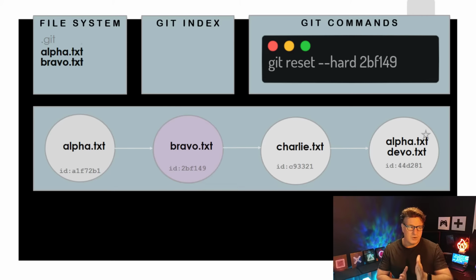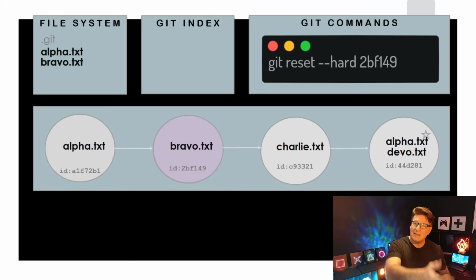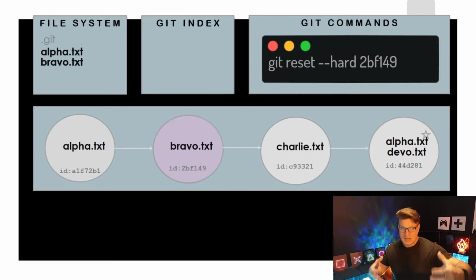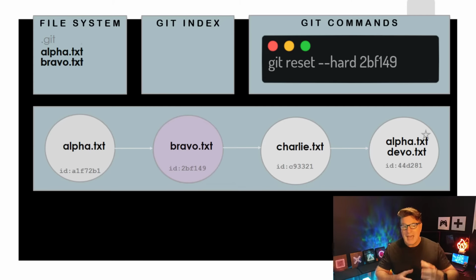--hard means not only move the pointer of the current commit history back to bravo.txt, but also clear the index and change all the files on the file system as well. The hard does it right. It does everything at once. But that's the idea of managing your Git commit history, how you can maintain a Git commit history, and also how you can start manipulating that Git commit history with commands like git reset.